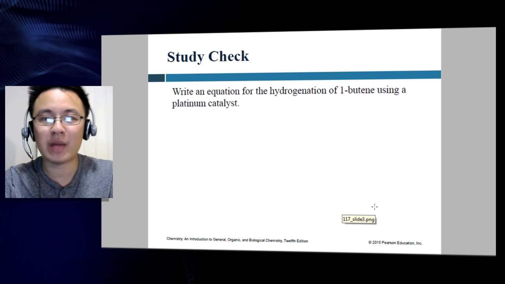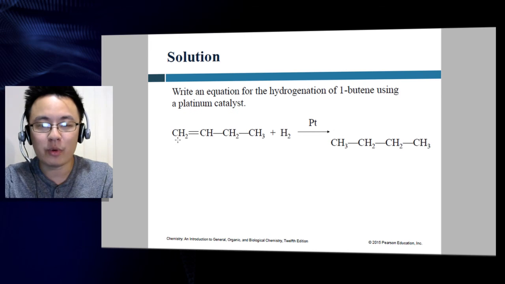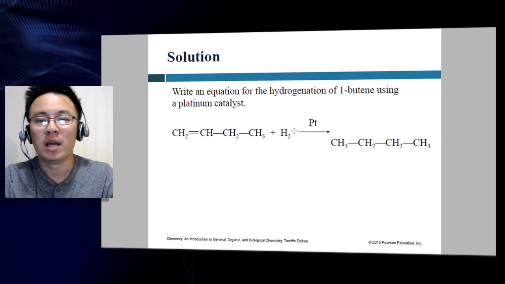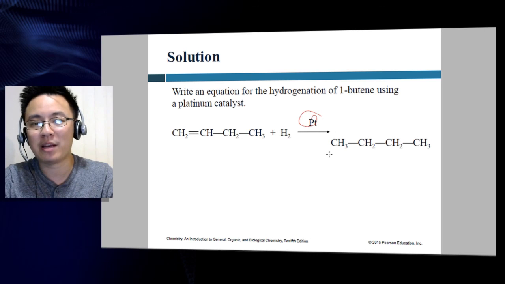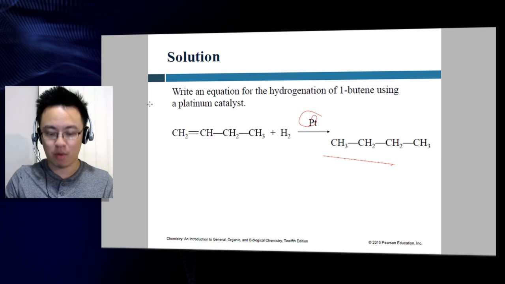Okay, write an equation for the hydrogenation of 1-butene using a platinum catalyst. That is quite simple here. We can draw out that structural formula, and then we have here the condensed form, and then we have the hydrogen gas mixing with platinum, therefore breaking that double bond and forming that alkane molecule.